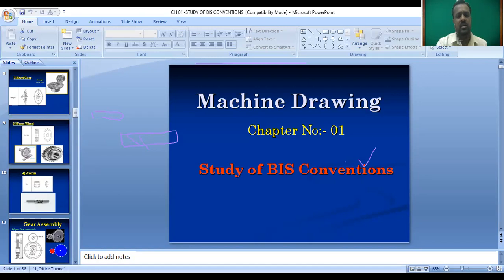But knurling has two types. The first type is straight knurling, and the other is diamond knurling. Now see what is meant by straight knurling. This is the example for straight knurling, and this is the example for diamond knurling.